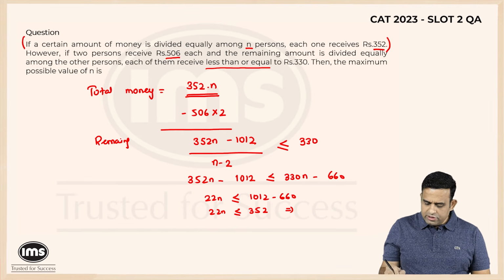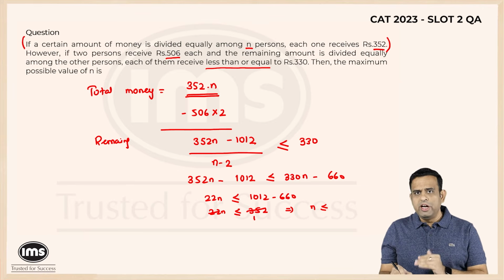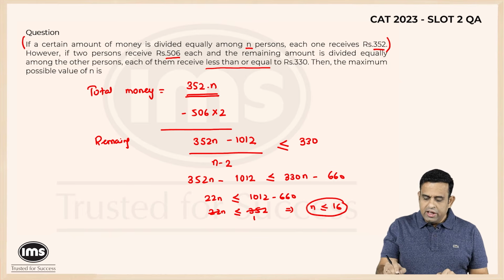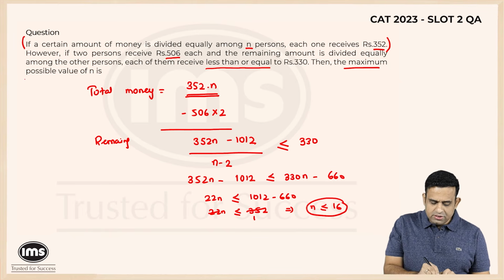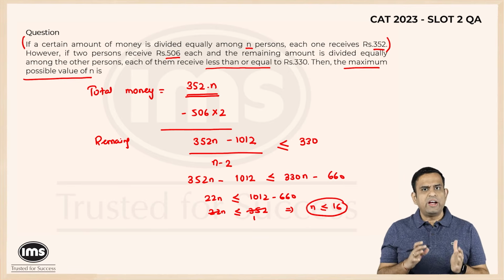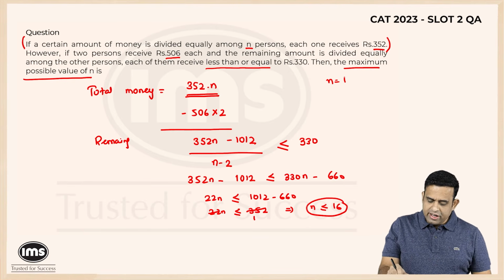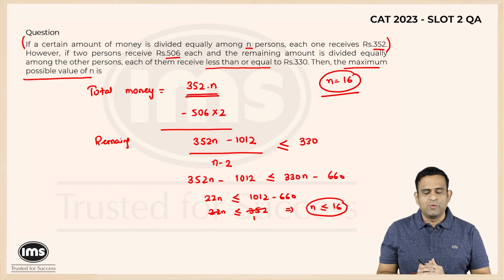If you solve for this, n would be less than or equal to, 22 ones are 22, 132 is left, 22 into 6 is 132. So n is less than or equal to 16, and the task is to maximize the value of n. So the largest value of n one can take is 16, and that is my answer for this question.